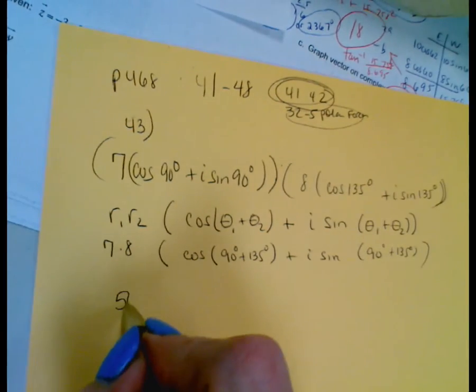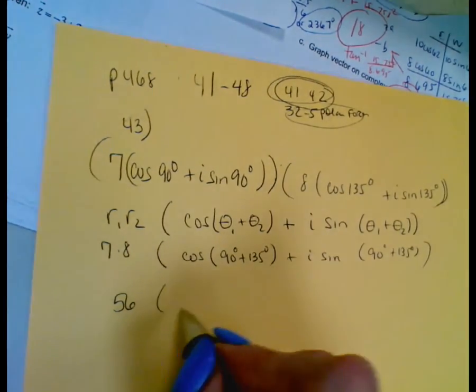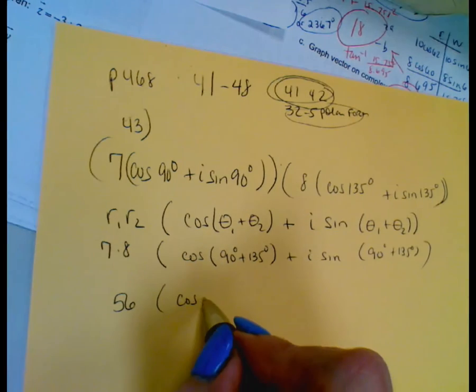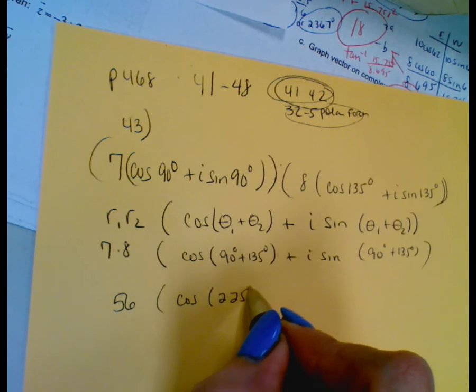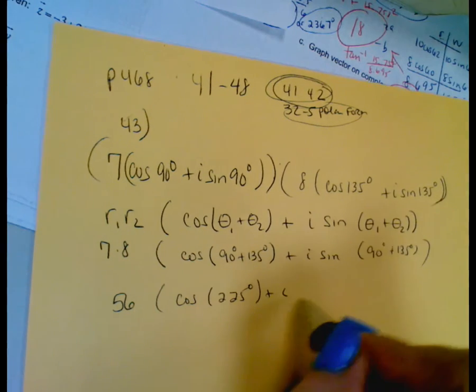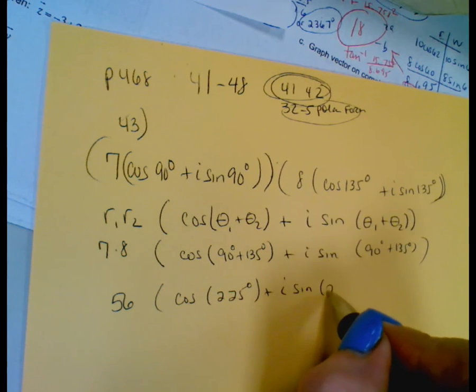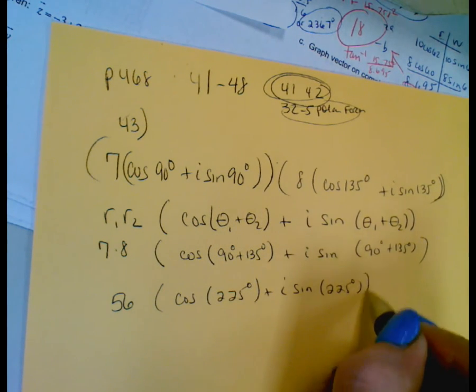So this is 56, multiply the 7 and 8. Then it's cosine of 225 plus i sine 225.